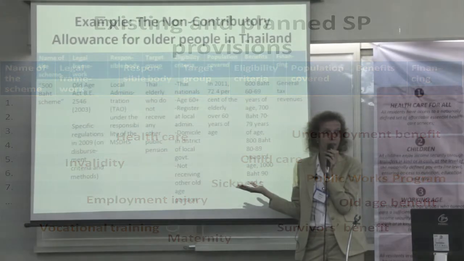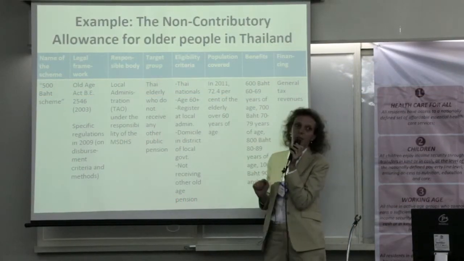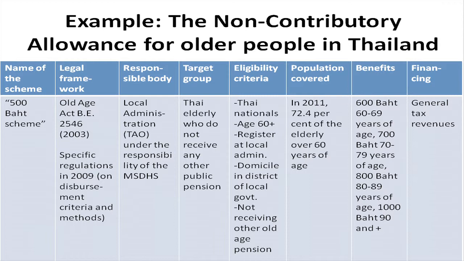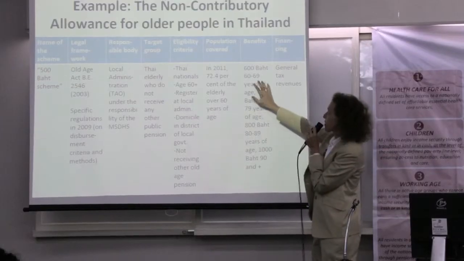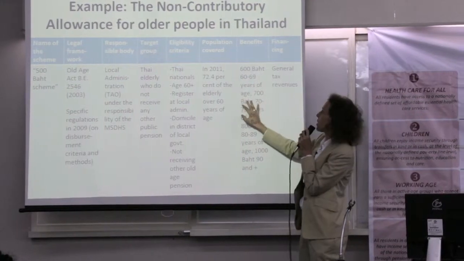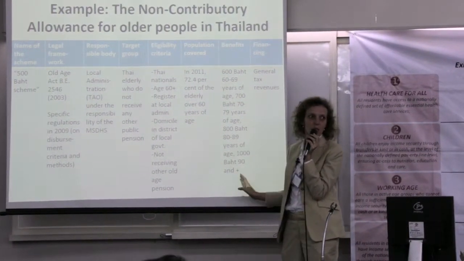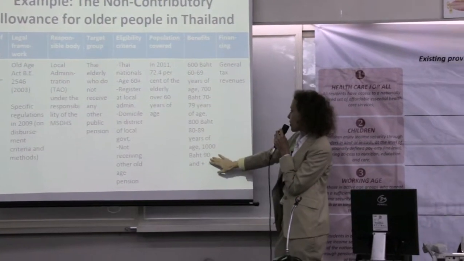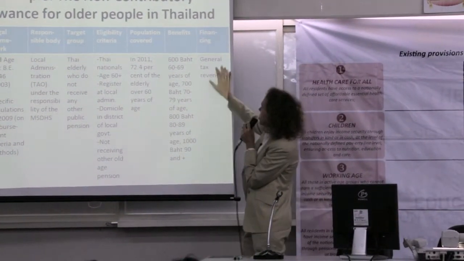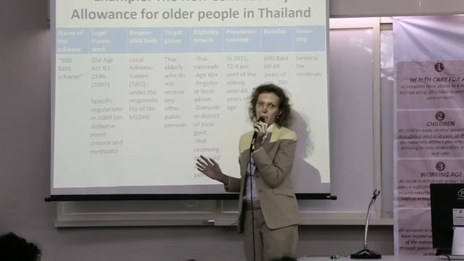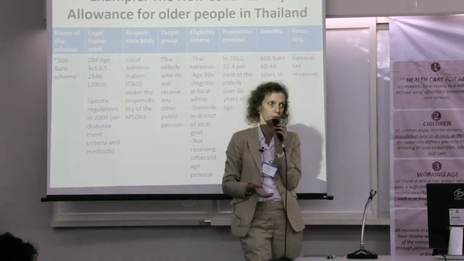And here in the case of this scheme, we know already that more than 70% of the target group, of the elderly in Thailand, are covered. And the benefits, before it was easy, it was 500 baht per month, but now they have changed the level of benefits. Now it's 600 baht when you are 60 to 69, 700 baht when you are 70 to 79, 800 baht when you are 80 to 89, and 1,000 baht if you are above 90 years of age. Yeah? And it's financed by general tax revenues. Okay? Through this kind of table, you can describe any type of scheme. You can also describe social insurance schemes, for instance.